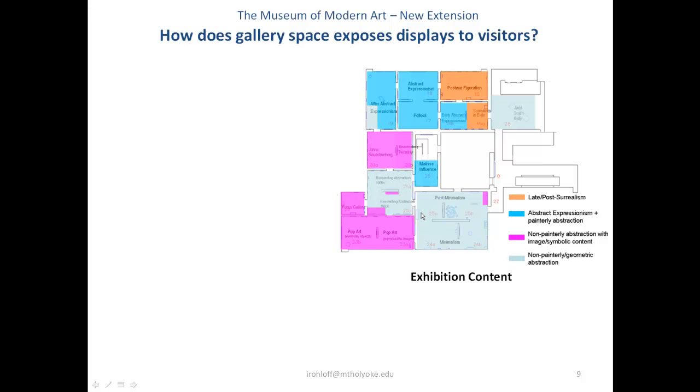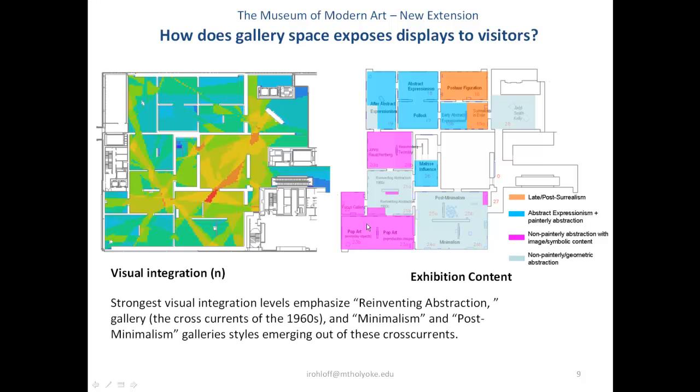postmodernism, minimalism, pop art works of art. And when we look at visual integration, the high levels of integration are located in this cross current gallery, and also the other galleries representing the movements flourishing from cross currents, which is post-minimalism. These levels place greater emphasis on these movements, which shows the highly individualistic and complex works of the movements of the late modern period.